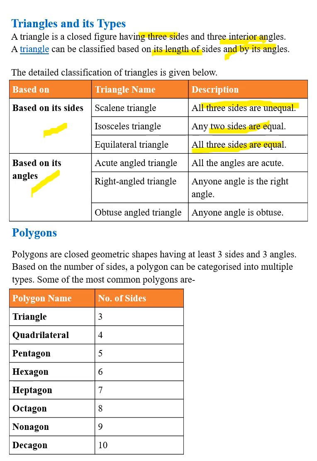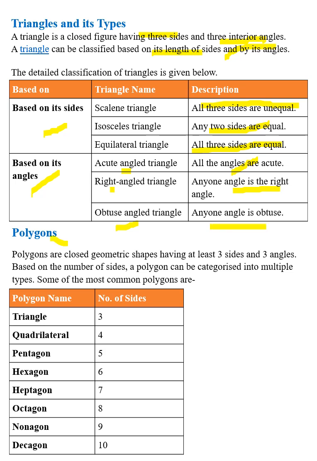Now based on its angle, acute angle triangle, right angle triangle and obtuse angle triangle. Acute angle triangle, in this triangle all the angles are acute, and in right angle triangle any one angle is of 90 degree. Obtuse angle triangle, in obtuse angle triangle any one angle is obtuse.